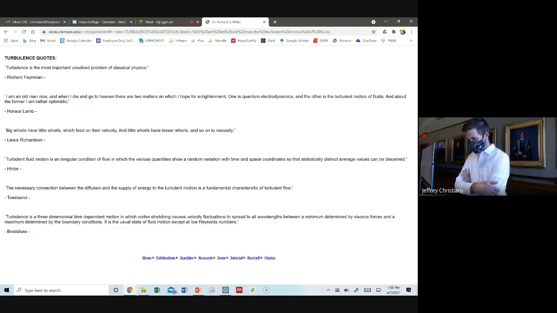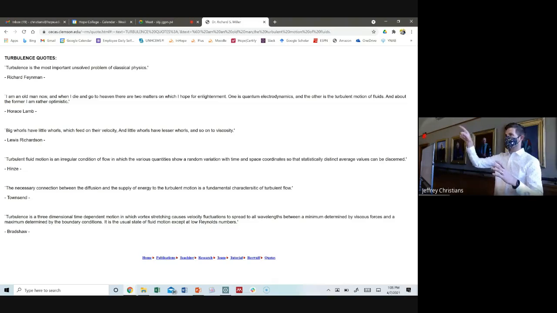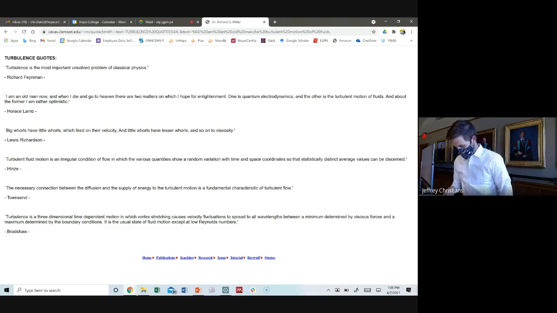Lewis Richardson: big whirls have little whirls which feed on their velocity, and little whirls have lesser whirls, and so on to viscosity. That's a fun one, because in turbulence, you have this mixing, and a big swirl will end up breaking apart into little swirls, which break up into littler swirls, and you end up eating away that energy because of viscosity. When you have this swirling and whirling, you are losing energy to viscosity. So I like that one.